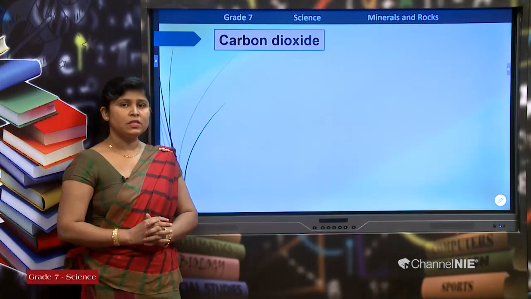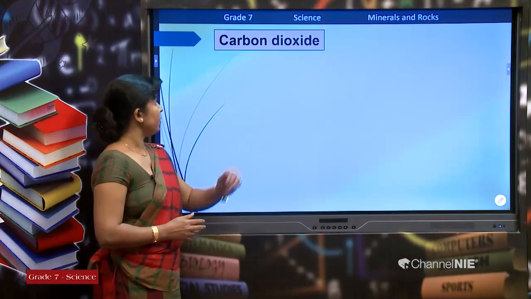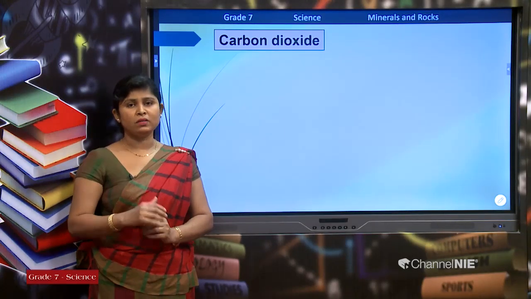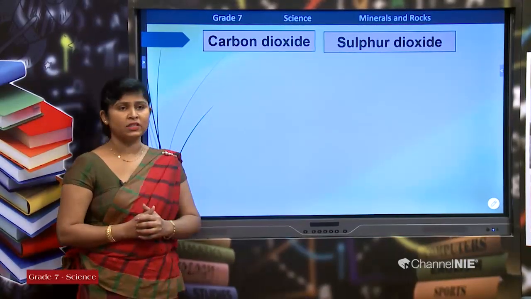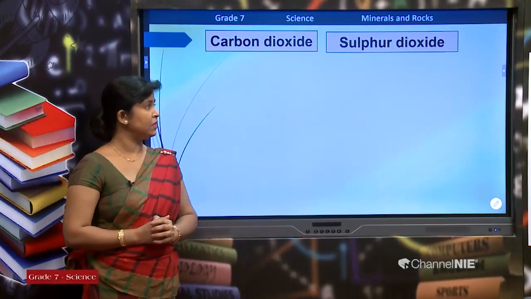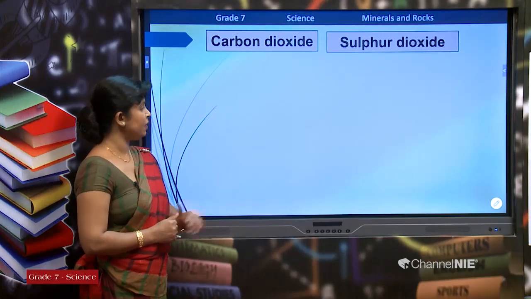Then I want to explain another thing to you. You can see there is carbon dioxide. Carbon dioxide is a gas which is naturally available in our environment. Sulfur dioxide is also a gas. Actually, it is released into the environment as a result of industries and human activities. A large amount of sulfur dioxide can be emitted to the environment, right?